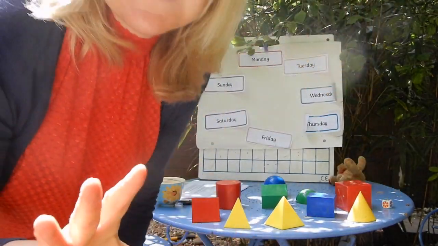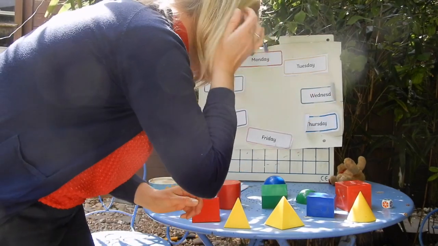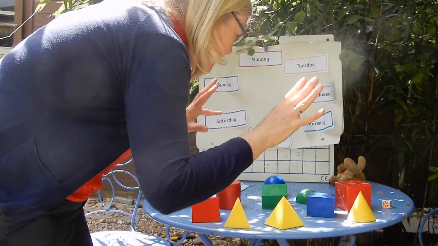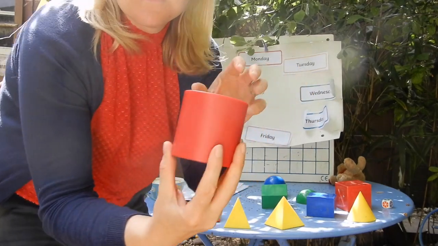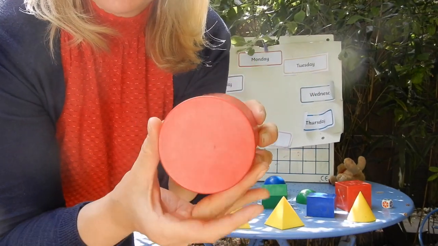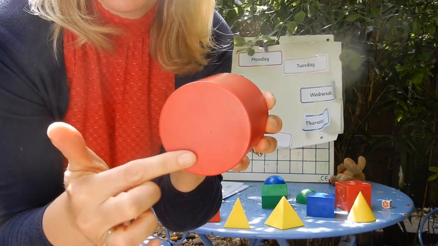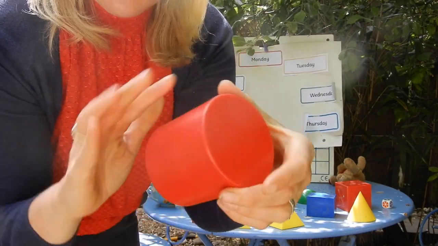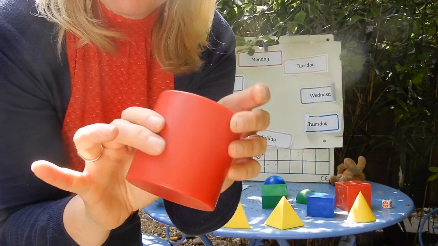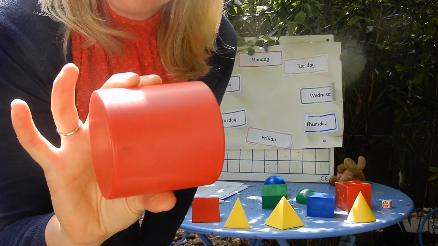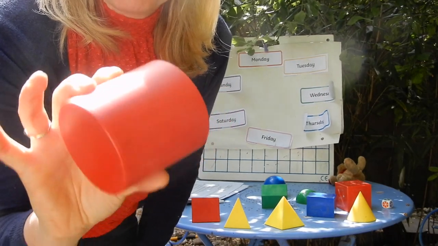Now, the next thing I want you to find is some everyday object that is a cylinder shape. So with two circular shaped faces and a curved face all the way round. Pause the video, go and find something that's a cylinder shape. Off you go.